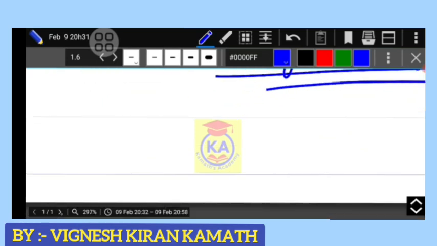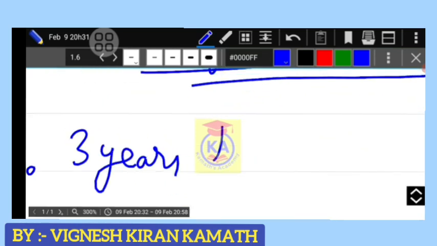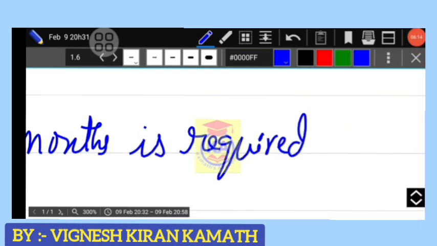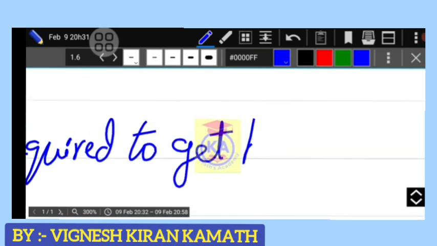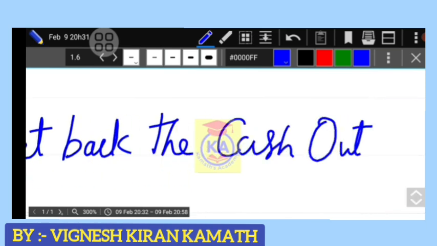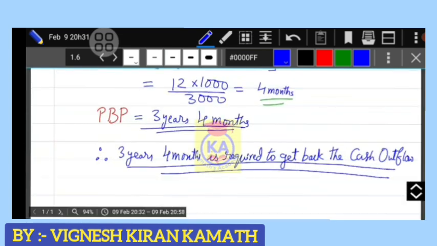Okay, I'll write the conclusion. 3 years, 4 months is required to get back the cash outflow. Okay, this is the conclusion you have to write.